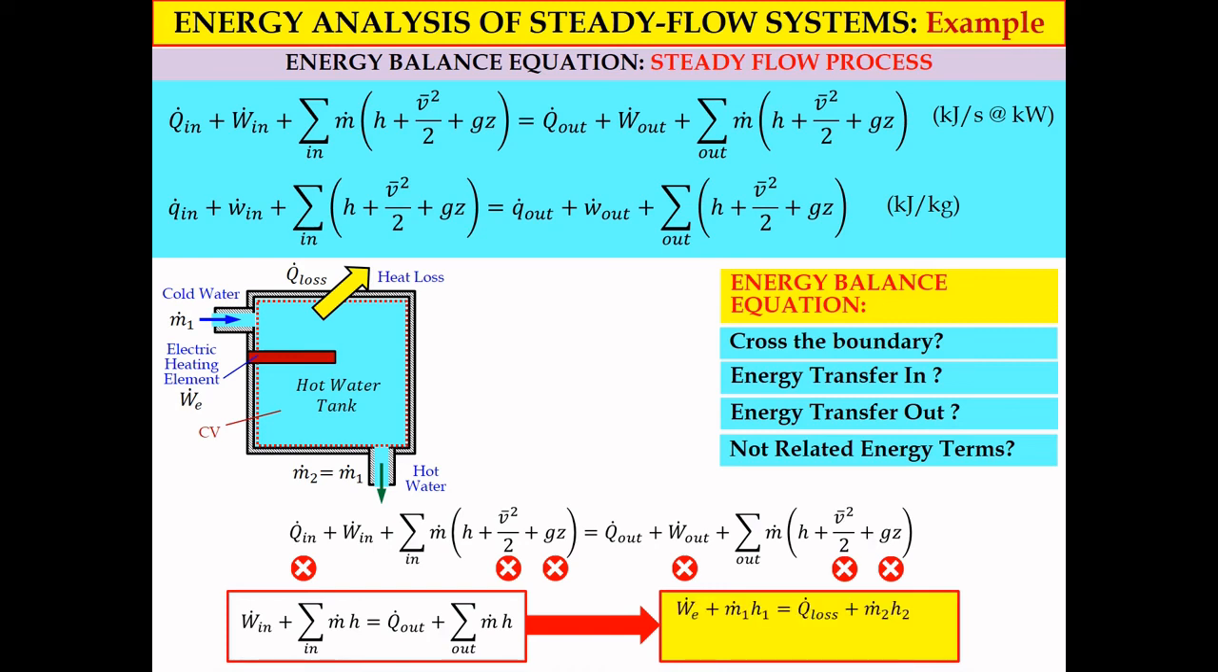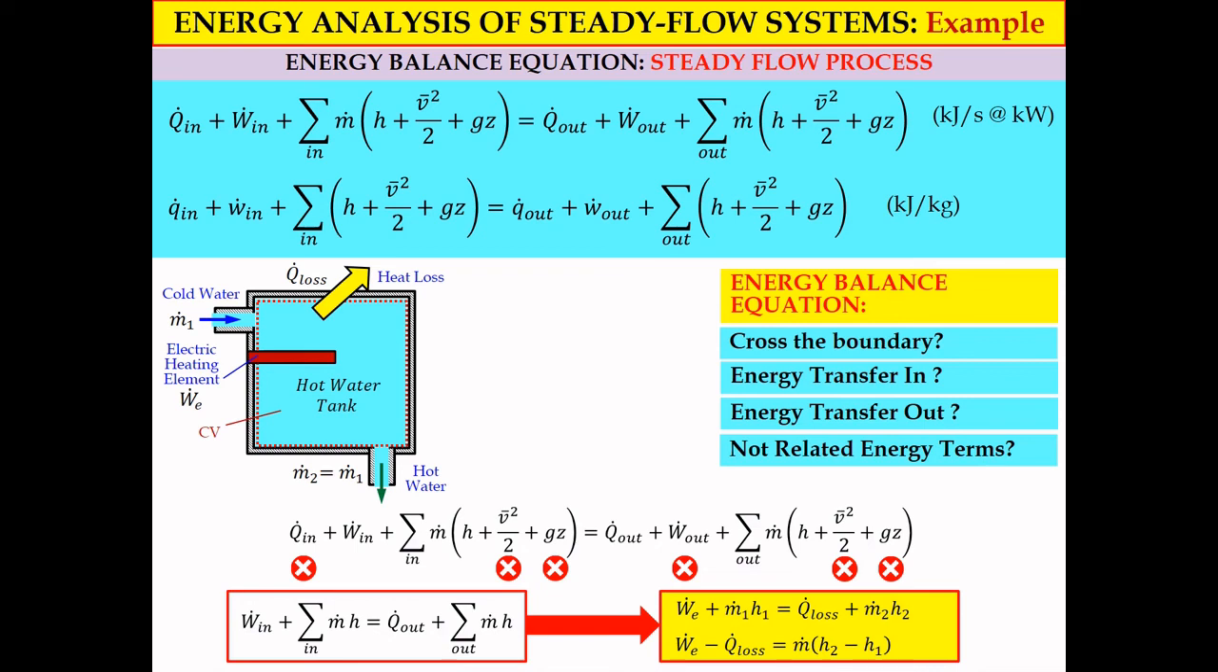So we have W dot E, electrical power, plus M dot 1 multiplied by H1 equal to Q dot loss due to the heat loss, plus M dot 2 multiplied by H2. Okay, just rearrange the equation. So we'll get W dot E minus Q dot loss equal to M dot multiplied by H2 minus H1. Okay, so this is how we implement the energy balance equation for the open system based on the specific system or specific schematic diagram.